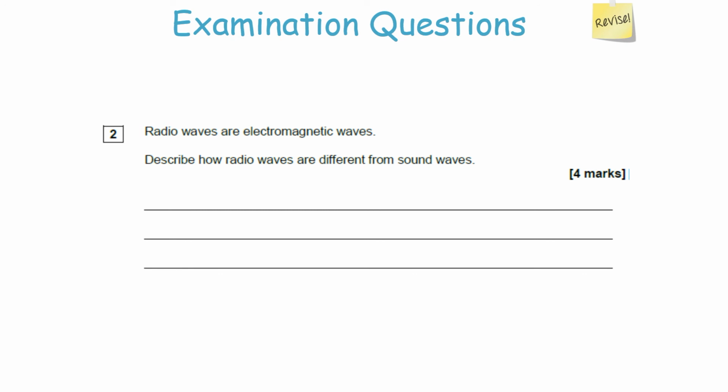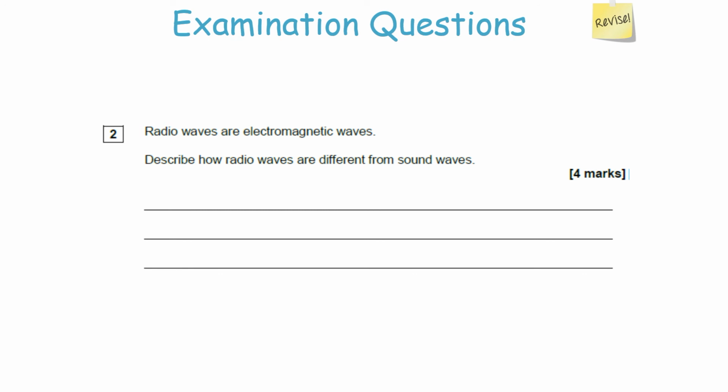So what do you always talk about in terms of waves? You talk about transverse and longitudinal, first thing. So radio waves are electromagnetic. Electromagnetic waves are always transverse, sound waves longitudinal. So there's one difference. Radio waves travel a lot faster than sound waves, because radio waves are electromagnetic waves and all electromagnetic waves travel at the same speed, the speed of light.